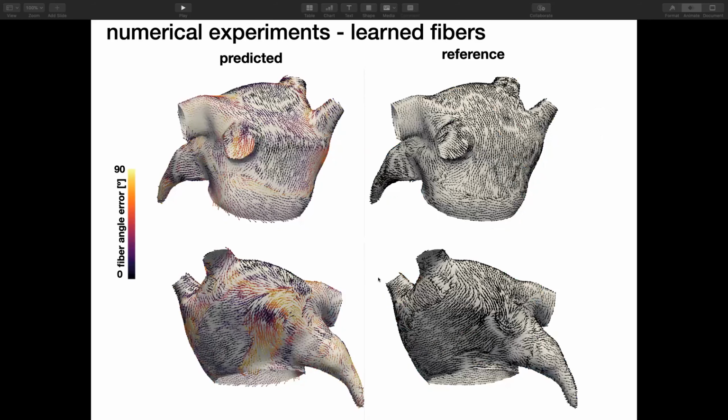And now, if we want to learn the fibers, it performs well, but not as well as for the activation times. Basically, you can see here the color bar means the fiber error. Black will be no error, and white will be 90 degrees of error. So you can see that we can capture most of the structures. The alignment in this region is pretty good. We can also capture that there is a sudden change in fiber orientation towards where the valves are.